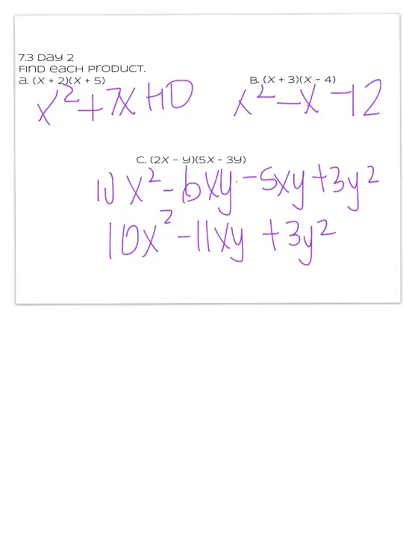So if you have this as minus 5yx, this is the same thing. These are like terms, so you can combine them together. So your final answer should be 10x squared minus 11xy plus 3y squared. And this is in standard form because it's going alphabetically.